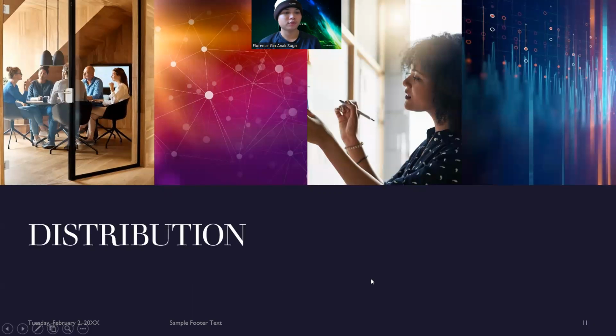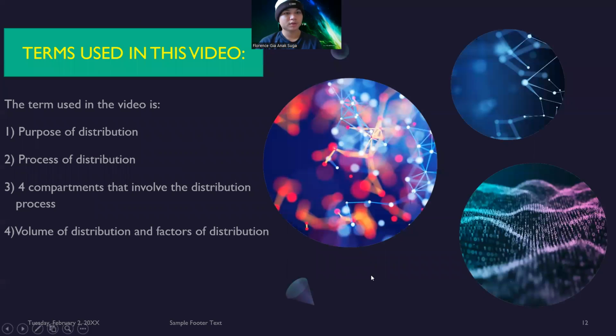Now we move on to distribution. Based on the terms used in the video, there are five: the purpose of distribution, the process of distribution, the four compartments involved in the distribution process, the volume of distribution, and last but not least, the factors of distribution.